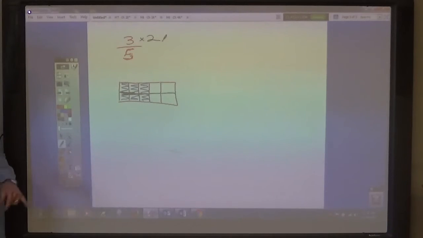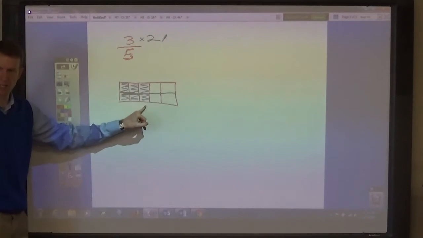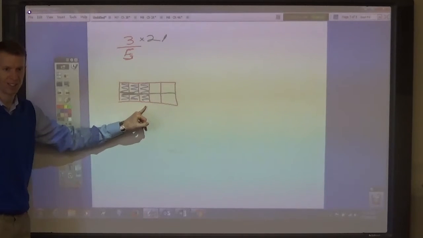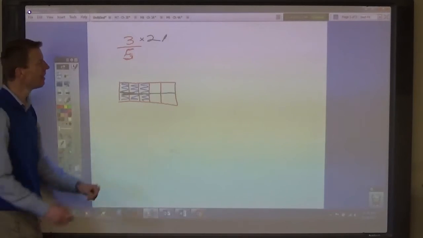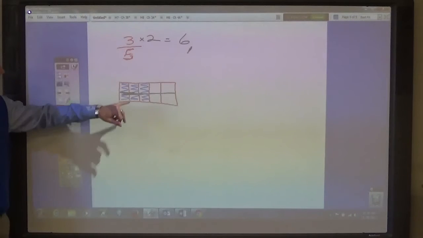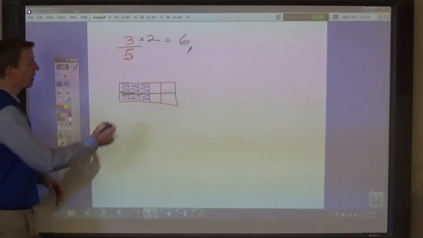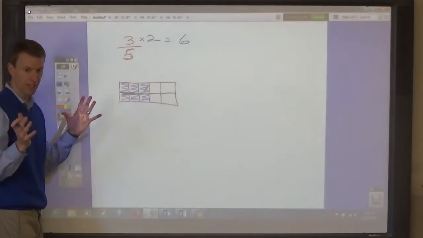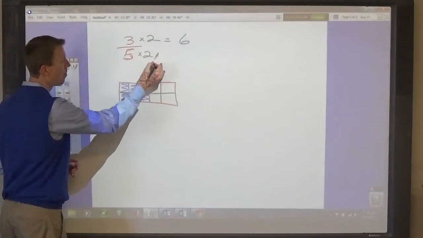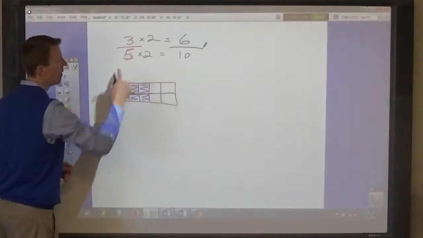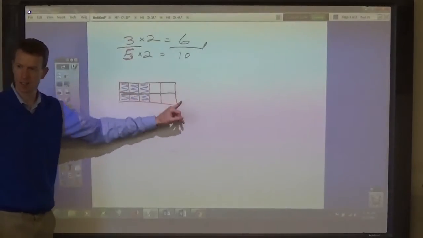Okay? So now we have how many parts? How many pieces? 3 times 2. 6. Now we have 6 pieces. We cut them all in half. And if we cut all the pieces in half, we have to multiply the bottom number by 2. So instead of 3/5, we have 6/10.